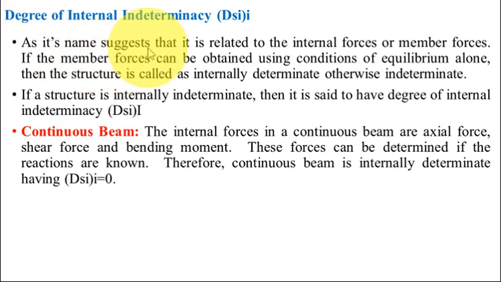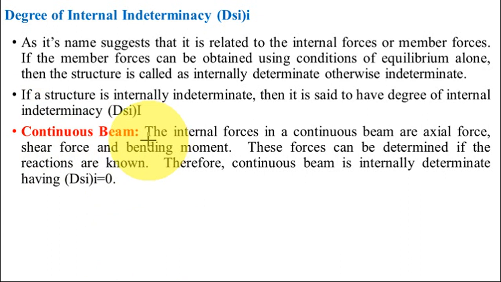As its name suggests, it is related to the internal forces or member forces. If the member forces can be obtained using conditions of equilibrium alone, then the structure is called internally determinate, otherwise internally indeterminate. If a structure is internally indeterminate, then it is said to have a degree of internal indeterminacy. Now let us discuss different types of structures. First we will start with continuous beam.